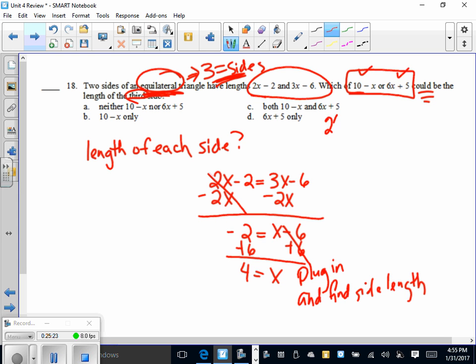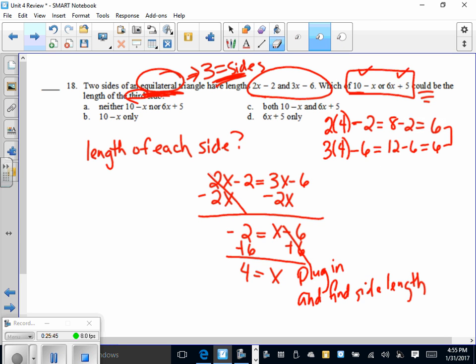Okay, so 2 times 4 minus 2 is 8 minus 2, which is 6. 3 times 4 minus 6 is 12 minus 6, which is also 6. So the sides are 6 units long. Well, if I say 10 minus x, I get 10 minus 4, and that's 6.